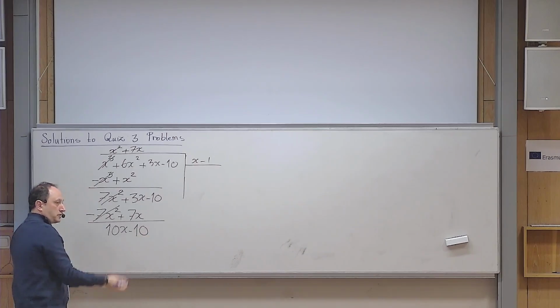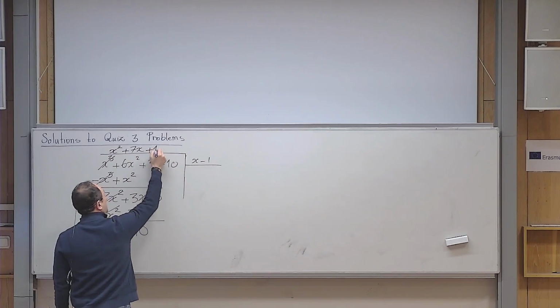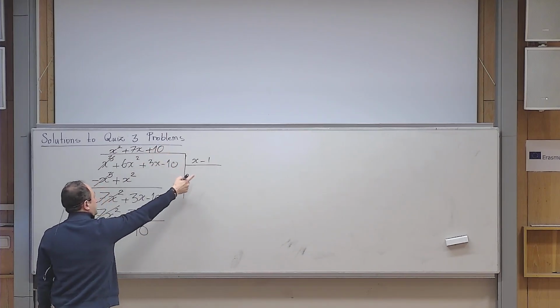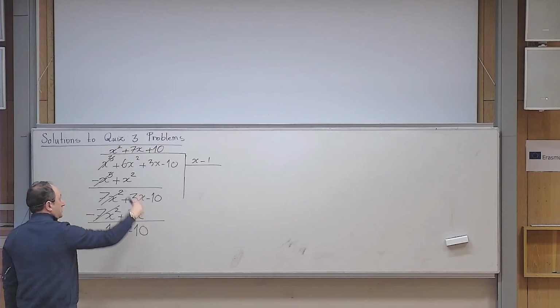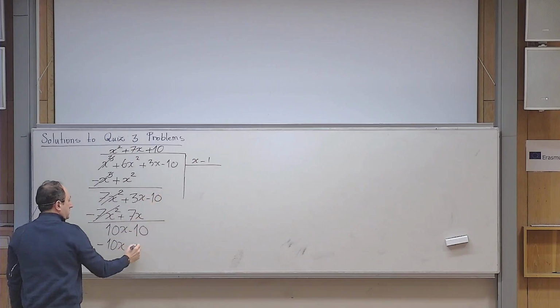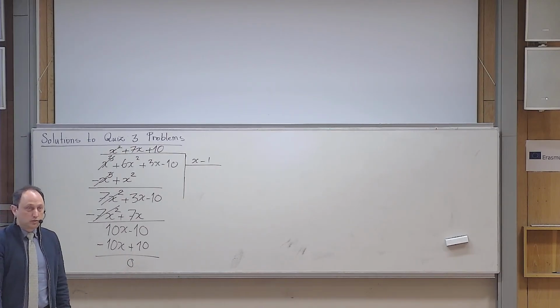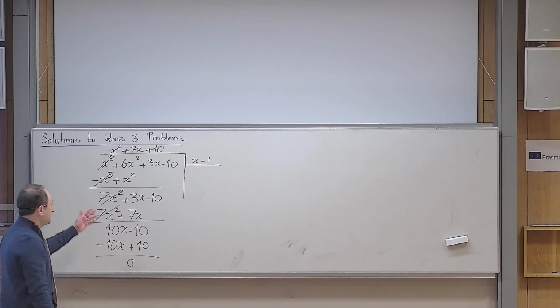And I do the process once more. 10x divided by x is plus 10. And then I multiply 10, change the sign, and write them here. 10x becomes minus 10x. Minus 10 becomes plus 10. I add them, yes, as predicted, the remainder vanishes. So this means that this long process is finished.